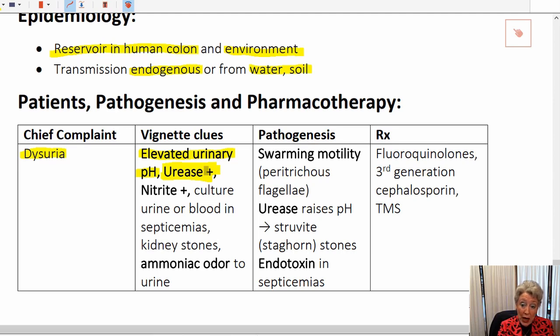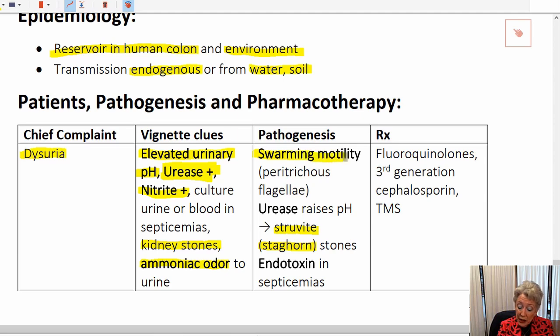And so what happens when the urinary pH is raised is that I have predisposition to a classic type of kidney stone, which is described as either struvite or staghorn, depending on whether you're talking about the chemical composition or the shape, okay? They may also mention in the clue that there is an unusual ammonia-like smell to the urine, and of course, the entire genus would have nitrite positive urine.